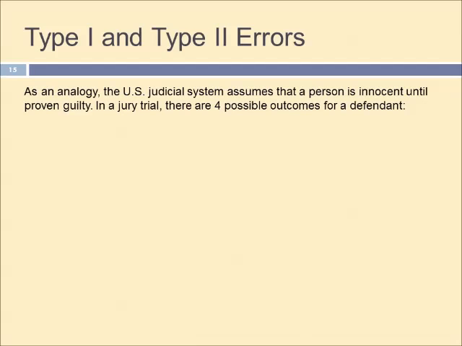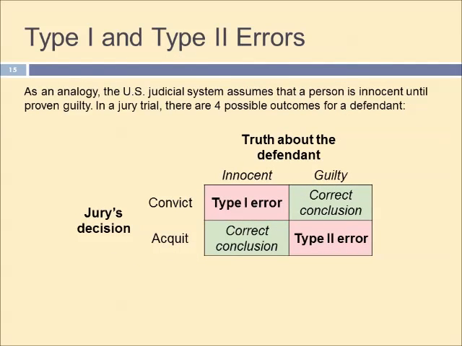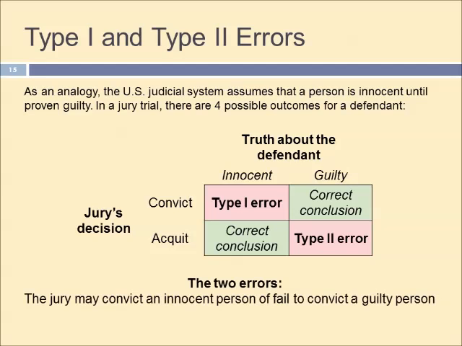So, by analogy, the U.S. judicial system assumes that a person is innocent until proven guilty. So in a jury trial, there are 4 possible outcomes for a defendant. The jury can decide between 2 things, either convict or acquit. And then there's the truth about the defendant, which we really don't know. The defendant can be, in fact, either innocent or guilty. So if we convict the innocent person, that's an error. Or we can fail to convict a guilty person. That's also an error.